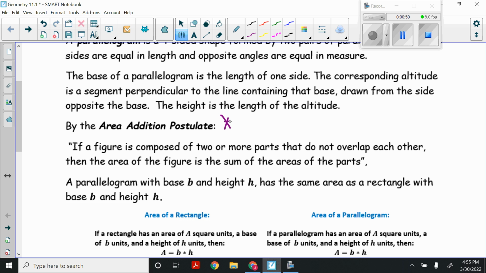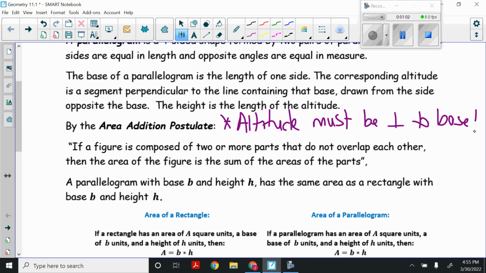Okay, so we're going to remember altitude must be perpendicular to the base. The area addition postulate: if a figure is composed of two or more parts that do not overlap each other, then the area of the figure is the sum of the area of the parts.